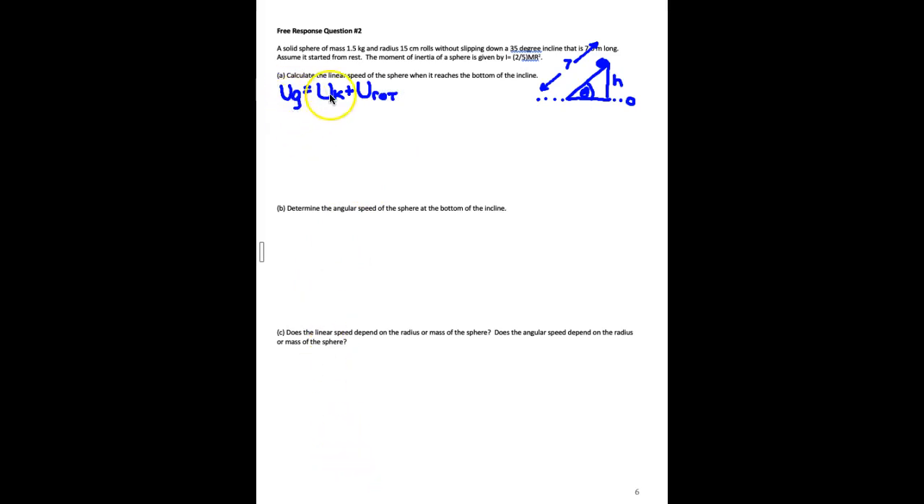So I can replace all of these. This becomes mgh. The kinetic energy, also given to us on our equation sheet, is 1/2 mv squared. And the rotational kinetic energy is 1/2 I omega squared. Now, there's a bunch of key substitutions that I need to make here. I need to substitute in something for I. That's what's going to get substituted in for I. They give it to us, 2/5 mr squared.